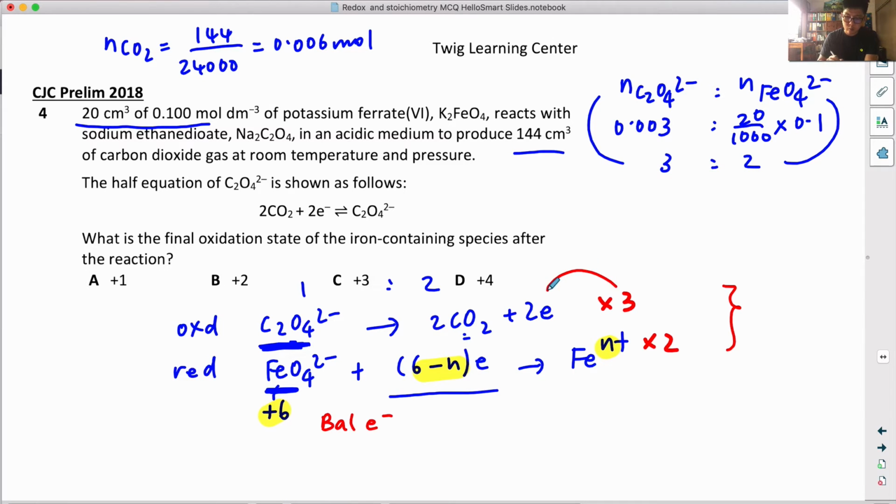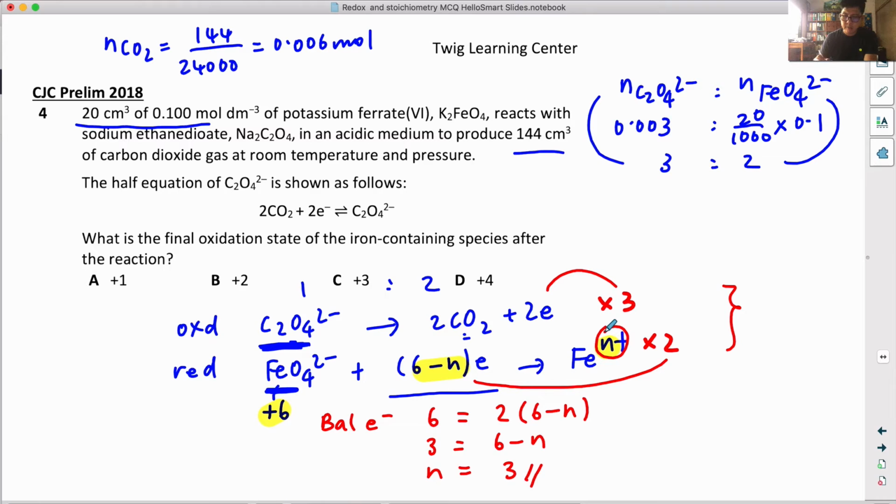So 3 times 2 is actually 6. So 2 times 6 minus n will be 2 times 6 minus n. Which means 3 is equal to 6 minus n. So n is equal to 3. Are you with me? So the final oxidation state of the iron-containing species, which is this, is actually +3. So the answer is C. For question 4 it is C. Let's move on to the next one.